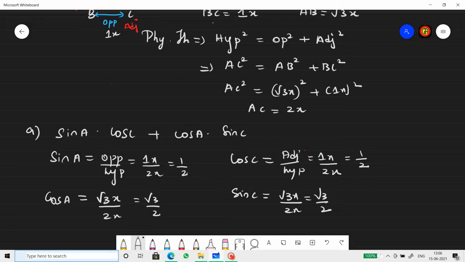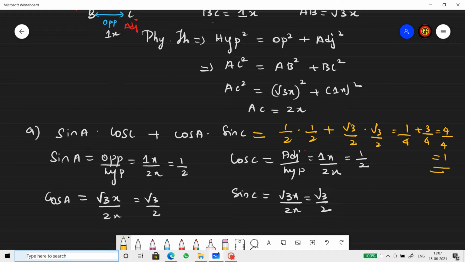Now just apply all these values here. Sin A is 1 by 2, cos C is 1 by 2, plus cos A is root 3 by 2, sin C is root 3 by 2. So we get 1 by 4 plus 3 by 4, which is 4 by 4, and hence it's 1.